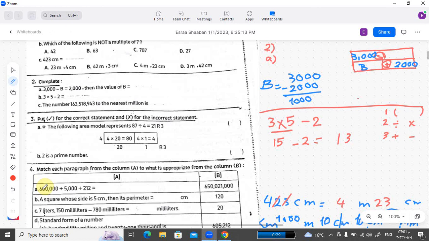So here in this question, letter C in the complete, 1, I'm gonna write the number first, you can read it.